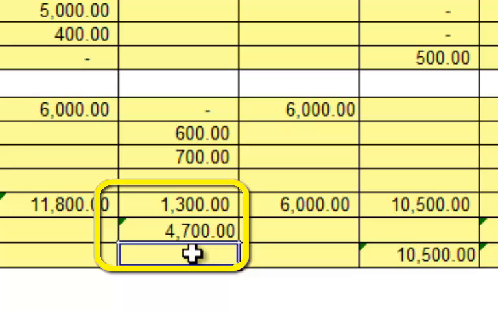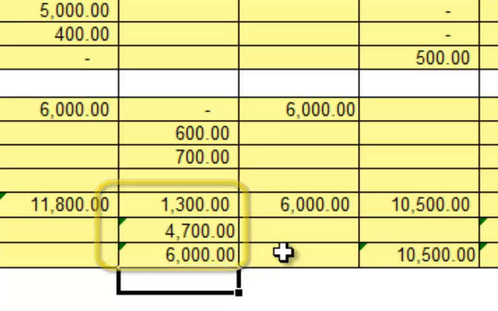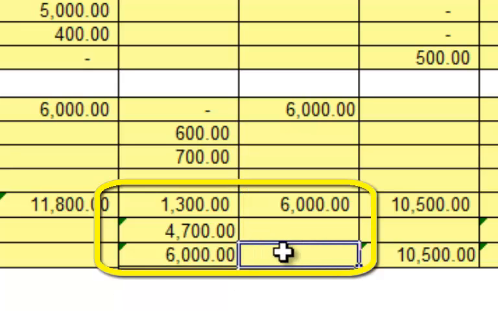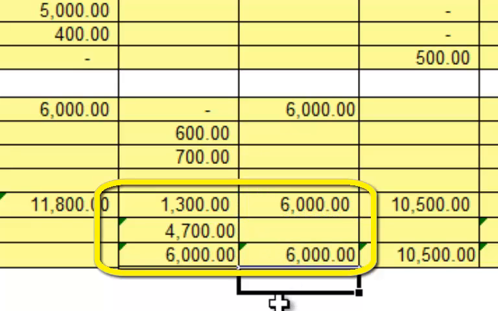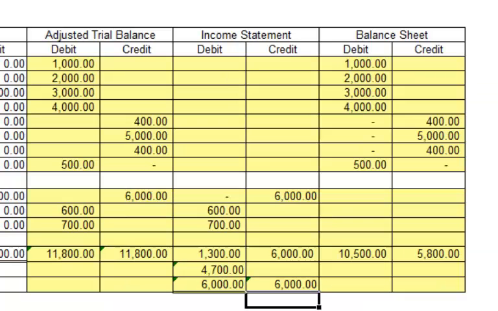In order to make sure I did the math correctly, I'm going to add the two of them up. 1,300 plus 4,700. Is that equal to the 6,000? Yes, it is. So the net income is 4,700.